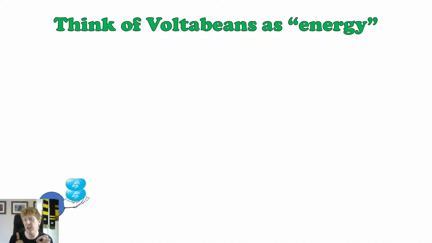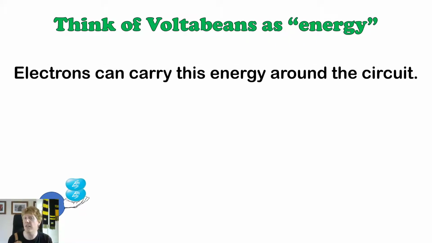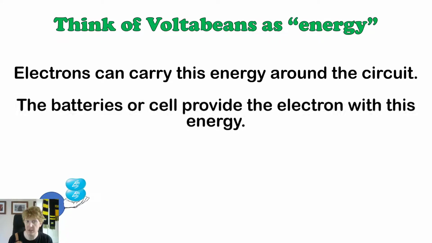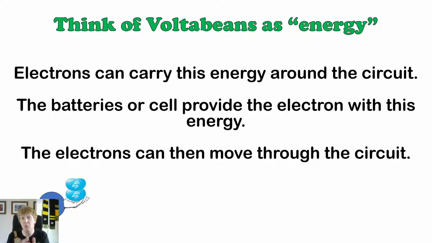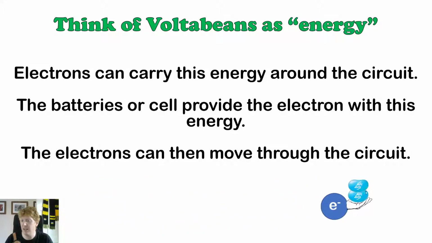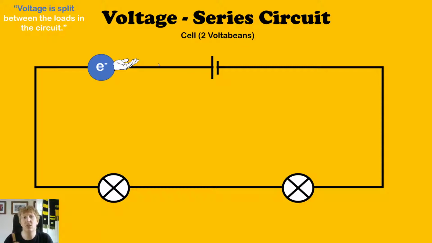All right, think of Volta Beans as energy. Electrons can carry this energy around the circuit. The batteries or cell provide the electrons with this energy. The electrons can then move through the circuit, carrying this energy with them. So for example, this electron here, you'll notice it's got 2 Volta Beans worth of energy, and it can carry this energy through the circuit. Okay, so let's have a look at this in practice.